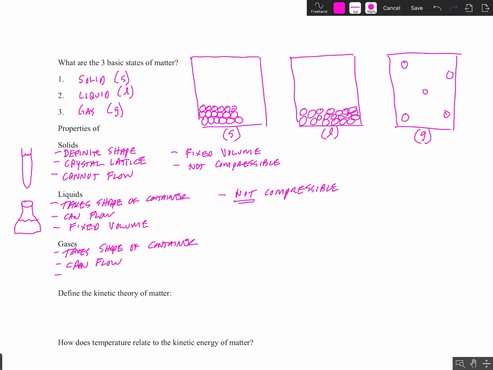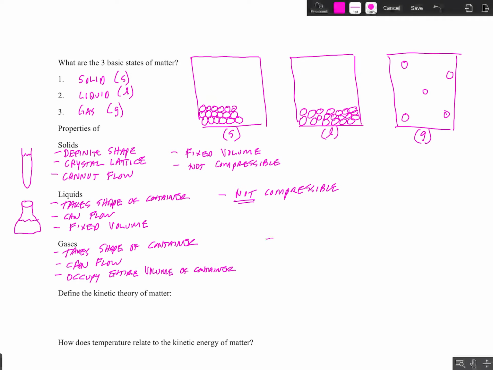They take the volume of their container, so they don't have a fixed volume. So they occupy the entire volume of their container. And if you switch their container to a bigger container, it'll occupy the volume of that bigger container. They're not attracted to each other at all, so they diffuse or move throughout their container to occupy the entire volume of that container.